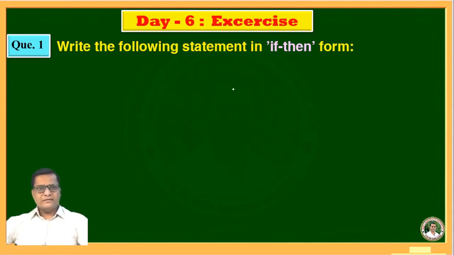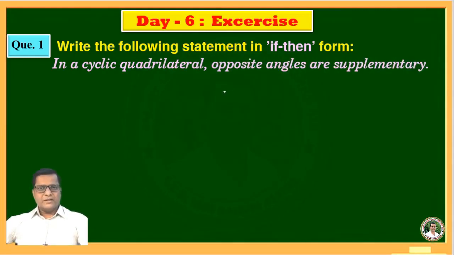What is the statement? In a cyclic quadrilateral, opposite angles are supplementary. This is a theorem you learned this year in the circle chapter. Then the answer: first, write this given statement in if and then form.